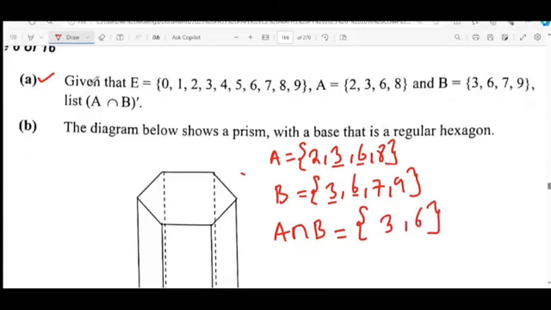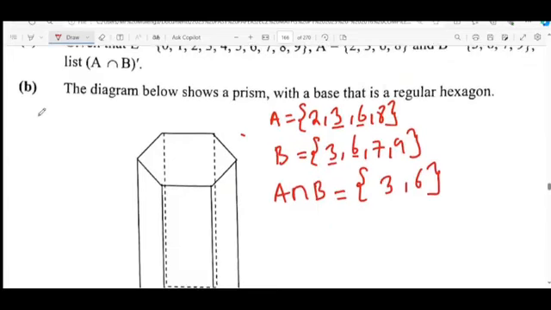Now, the question is, find (A intersection B) complement. To find (A intersection B) complement, you are going to subtract A intersection B from the universal set. So you will say universal set minus A intersection B. This will give us (A intersection B) complement. I hope you have gotten what I've said there.